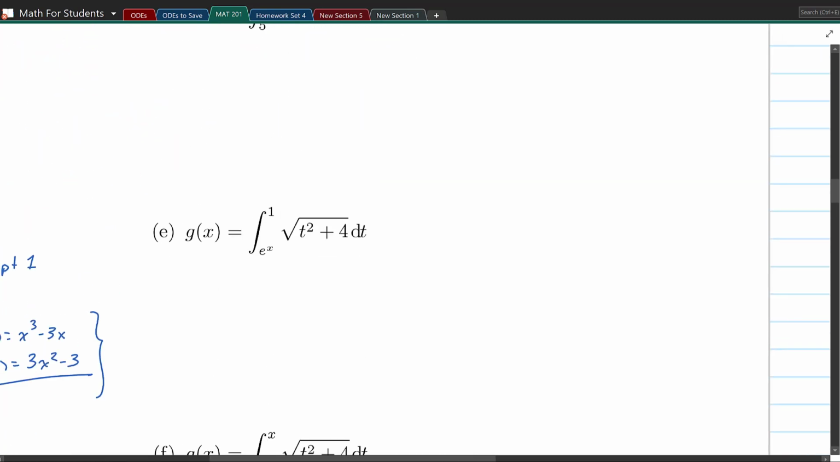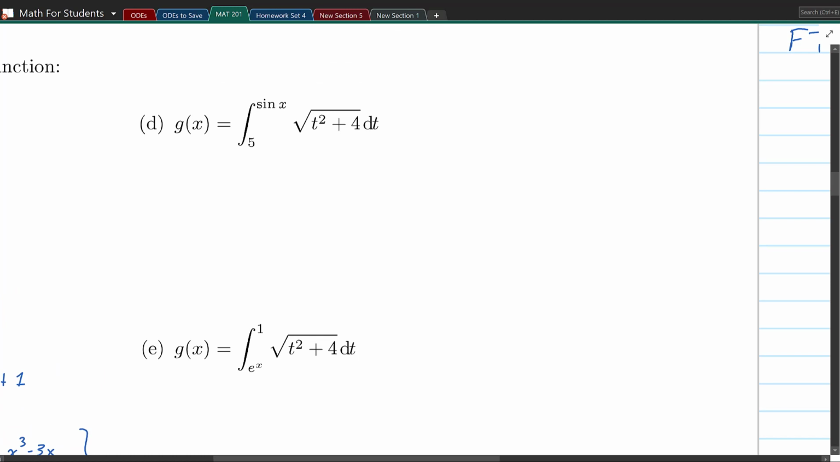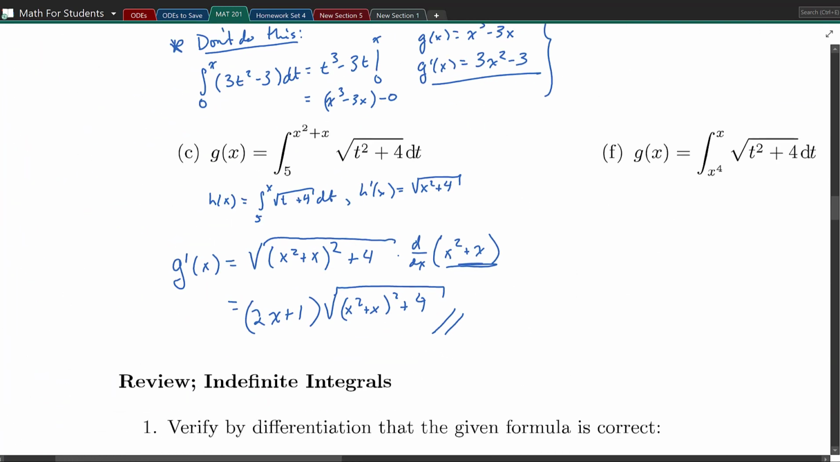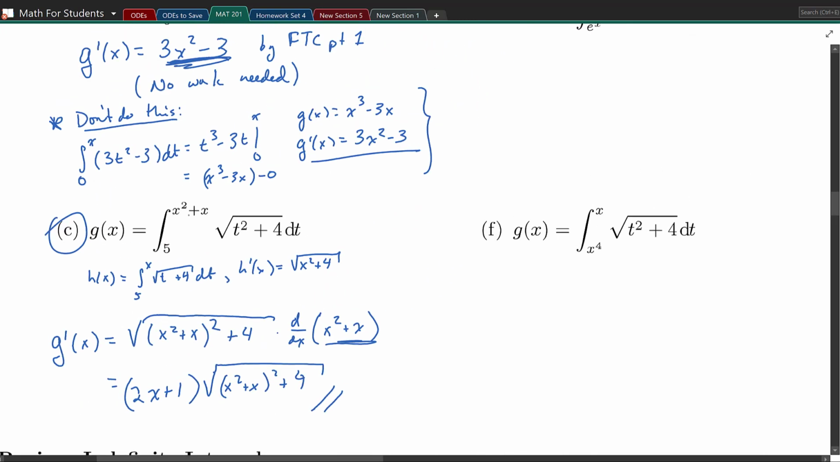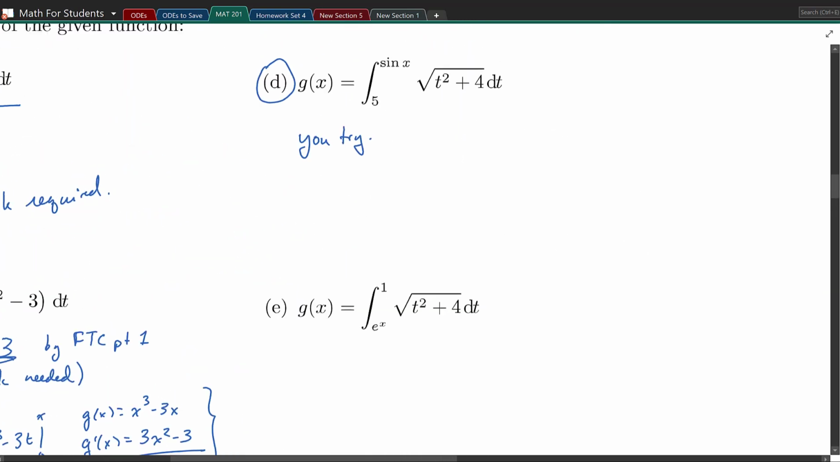So let's go ahead and look at letter D now. This is very similar. I'm going to let you do D on your own. Okay, you try. Okay. Use letter C here as your guide as you work through letter D. Okay. It's the same problem. It's just the function upstairs has changed from an x squared plus x to a sine of x.